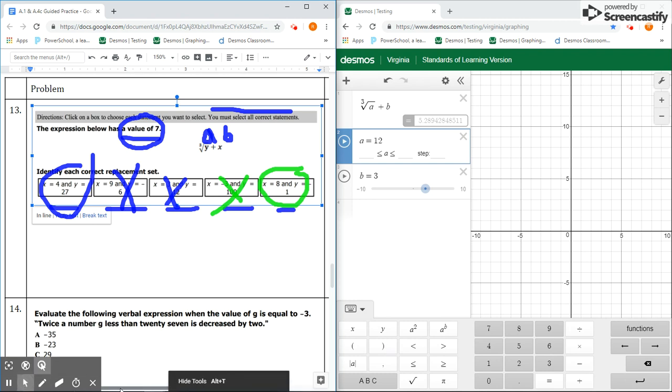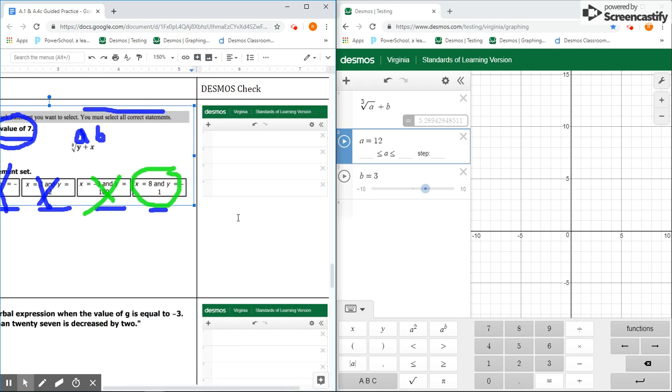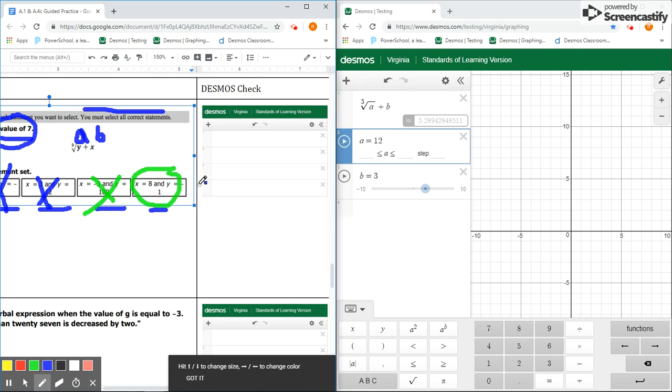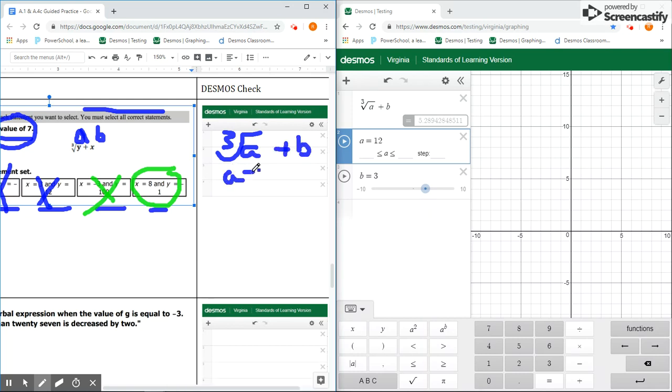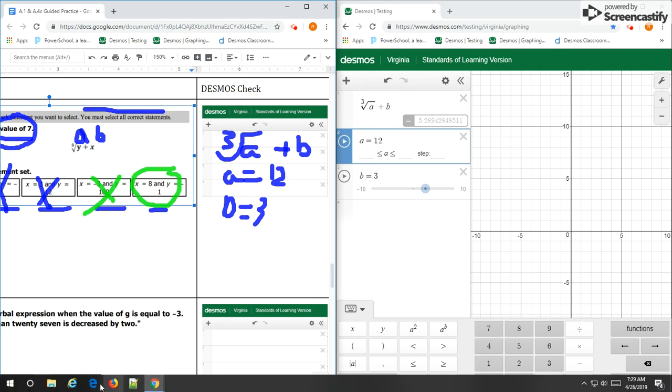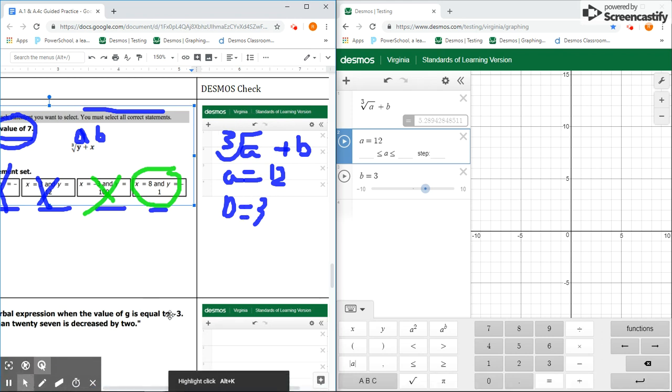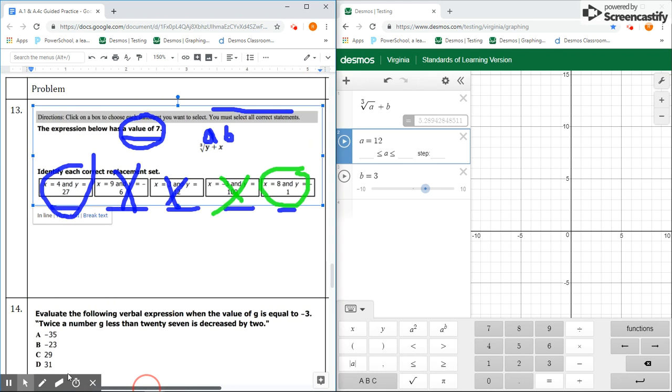Okay, for your Desmos check here on the right, if you just want to list a couple of the steps, you don't have to list all of them, but just give me one of the examples here. So put cube root of a plus b, and then say a equals whichever one you want to use, 12, and b equals 3, just to show that you typed this into Desmos and you plugged in the values that they asked for. That'll be good enough for me just to show me that you attempted it and that you did some checking on Desmos.